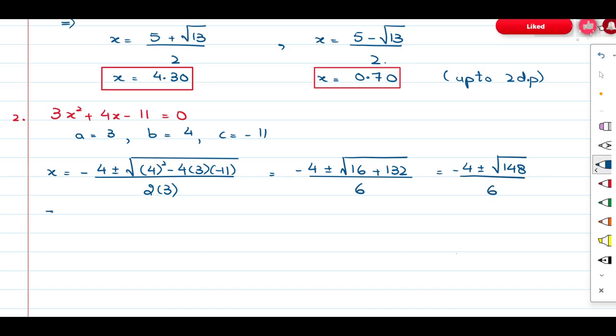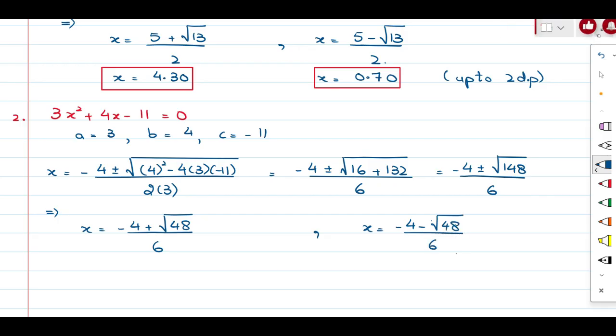Again, we have two roots here. The first root is x equals minus 4 plus root 148 divided by 6. And the other root is x equals minus 4 minus root 148 divided by 6. Okay, now let me solve both one by one.